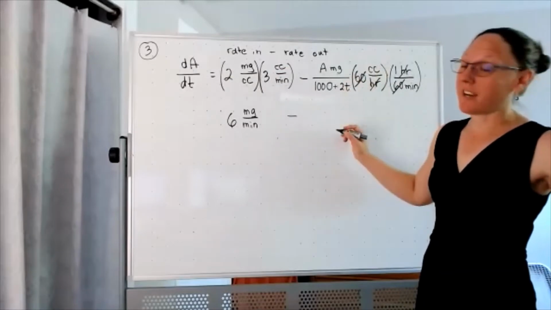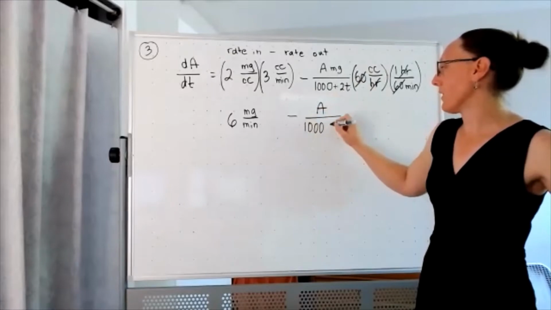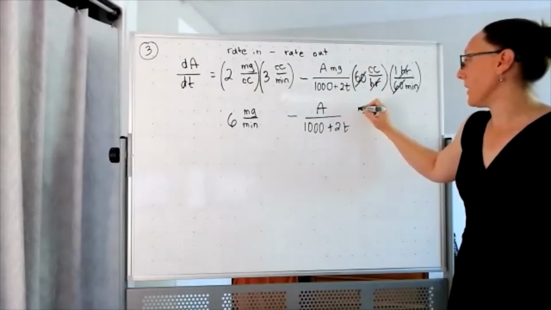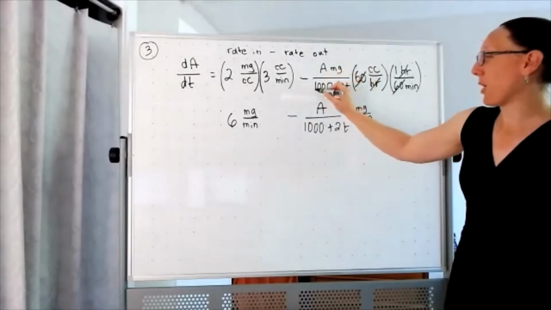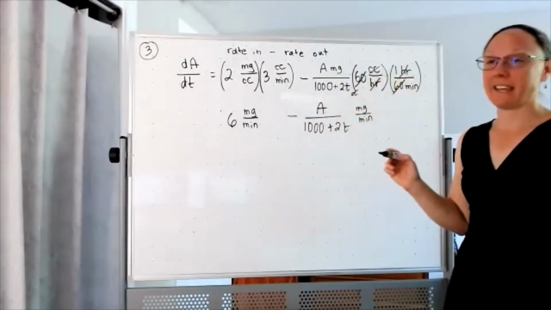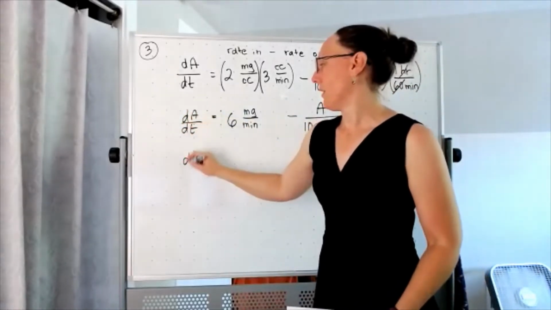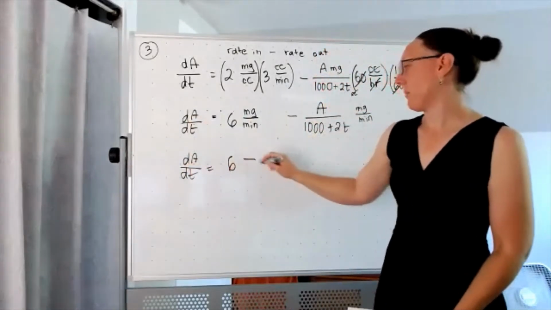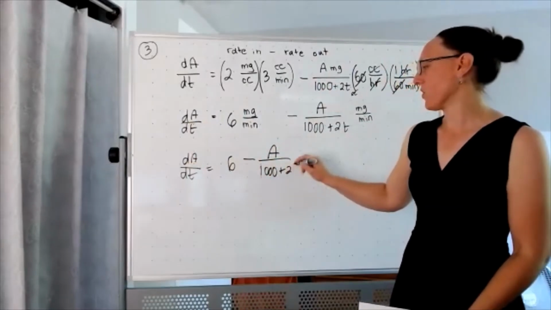So if I ditch the units here, I'm going to have A over 1,000 plus 2t. And that is also going to be in milligrams per minute, because this bottom part, that volume, has volume in cubic centimeters, which would cancel out with those. Which means we would be looking at 6 minus A over 1,000 plus 2t.